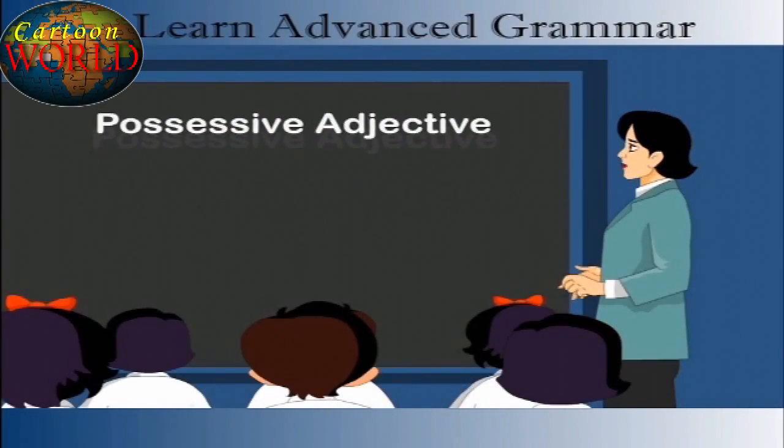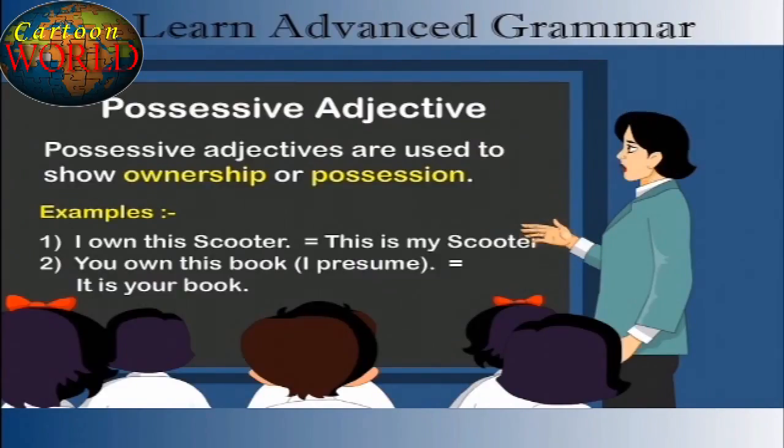Possessive adjective. Possessive adjectives are used to show ownership or possession. Examples: 1. I own this scooter. This is my scooter. 2. You own this book. I presume it is your book.